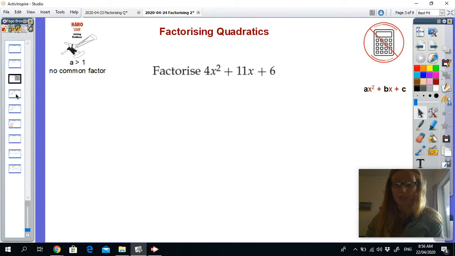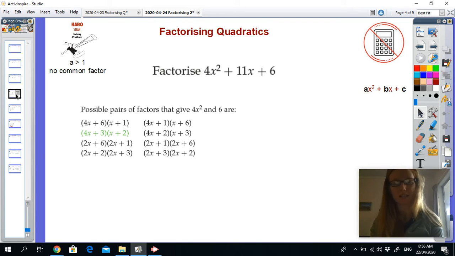So one way that you might have tackled some of these in the past is to do a little bit of a guess and check trial and error type thing, where you start to list all the possible pairs of factors. So these are all the possible pairs of factors that could give 4x squared and 6. Okay? But if you check and expand them, it's only this green one here that actually gives you 11x. Okay? But writing out all of these pairs takes quite some time to think through. Okay? And even then you've got to go back and check them all to see which one gives you 11x.